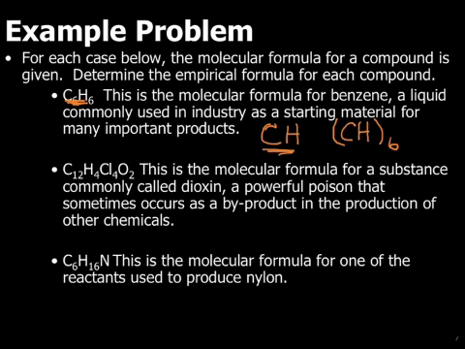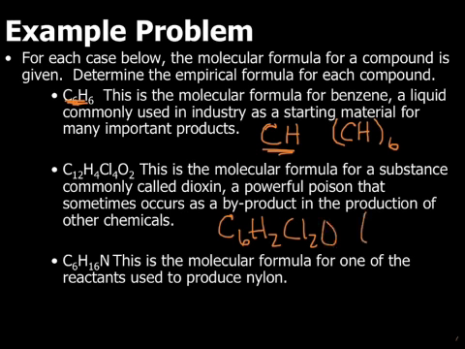This one is C12H4Cl4O2. This is something called dioxin, which is a poison that can occur when they're producing other chemicals. So this is something that is very dangerous. So if we look at this, we can also reduce our subscripts here. So we can divide all of these by 2. So we would then have C6, H2, Cl2, O.